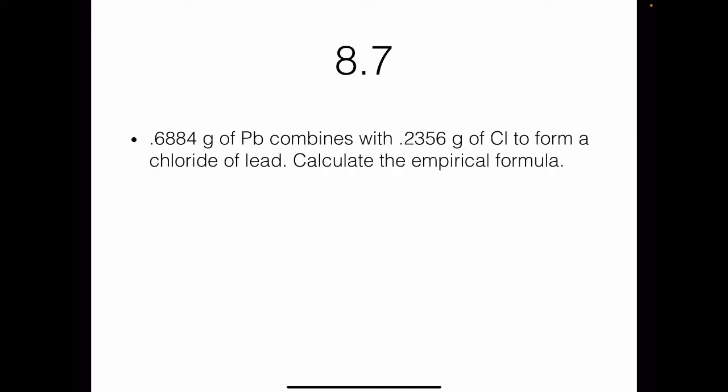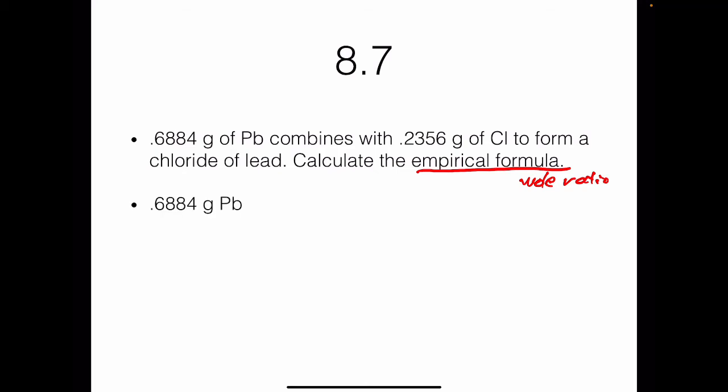So a sample problem might say: 0.6884 grams of lead combines with 0.2356 grams of chlorine to form a chloride of lead. Calculate the empirical formula. Remember, identify empirical formula and think about what that means. That means mole ratio. So what we want to figure out here is the mole ratio of lead to chlorine. And if we want to find the mole ratio, that means we have to first convert to moles. So this doesn't rely on repeating those steps, but you are welcome to do it that way.